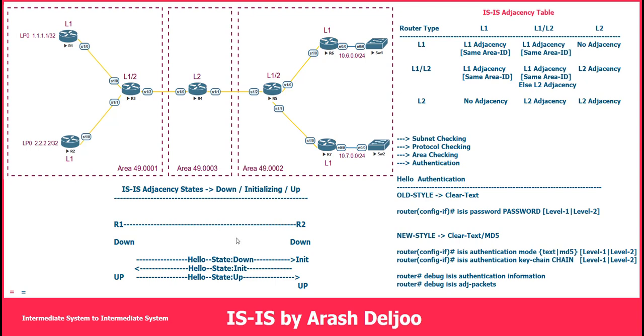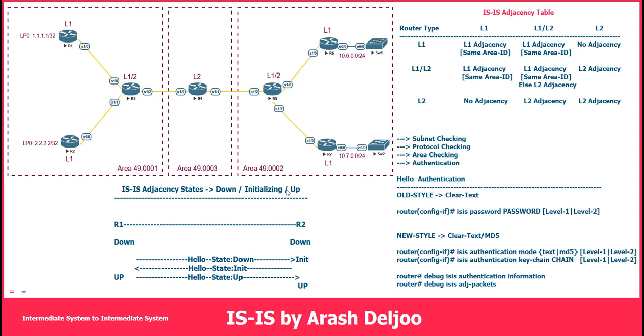Okay, let me review the states. First, down. What is the meaning of the down state? This is the initial state. It means that no hellos have been received from the neighbor. The next step is the init, or initializing, state. This state means that the local router has successfully received hellos from the neighboring router. However, it is not sure that the neighboring router has also successfully received the local router's hello.